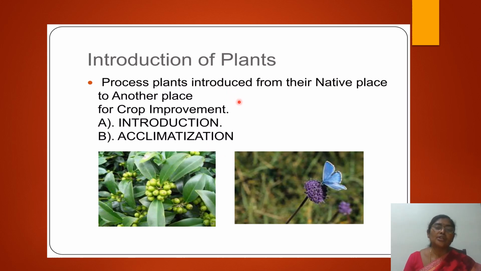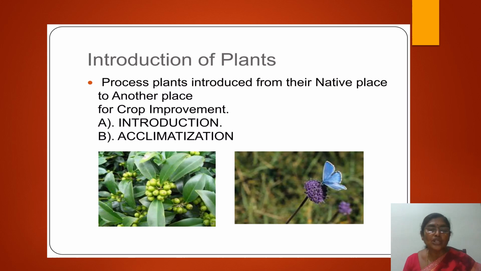What is introduction of plants? It is nothing but to introduce the various crops or the high yielding varieties or the disease resistant varieties from one area to another area. So it is called introduction of plants, that is the process of plants introduced from their native place to another place for crop improvement.